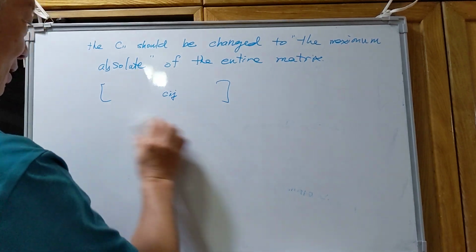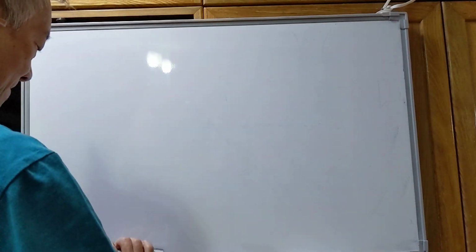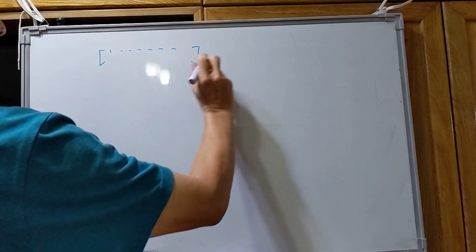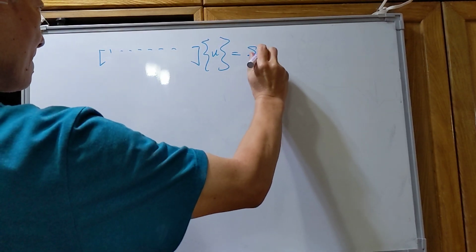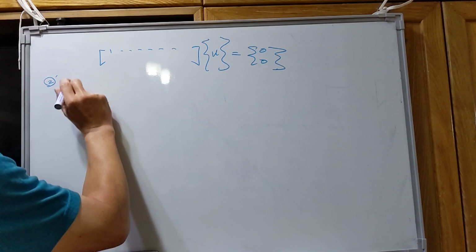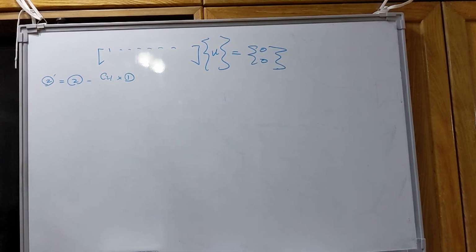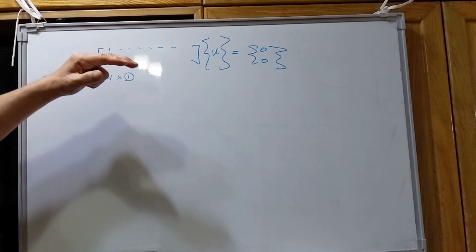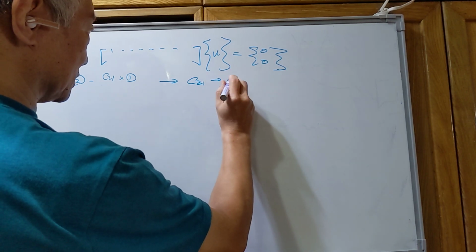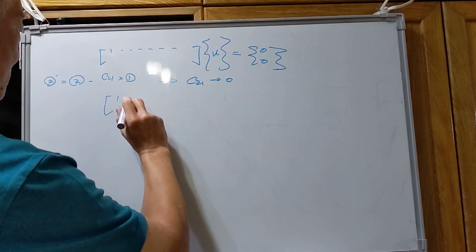Then we need to do the procedure to make the C21 equal to zero. Right now we have 1. Then we do the calculation: the new second equation is equal to the second equation minus C21 times the first equation. In this procedure, we can make C21 become zero. Okay, so that's the procedure. After this, it is 1, 0.